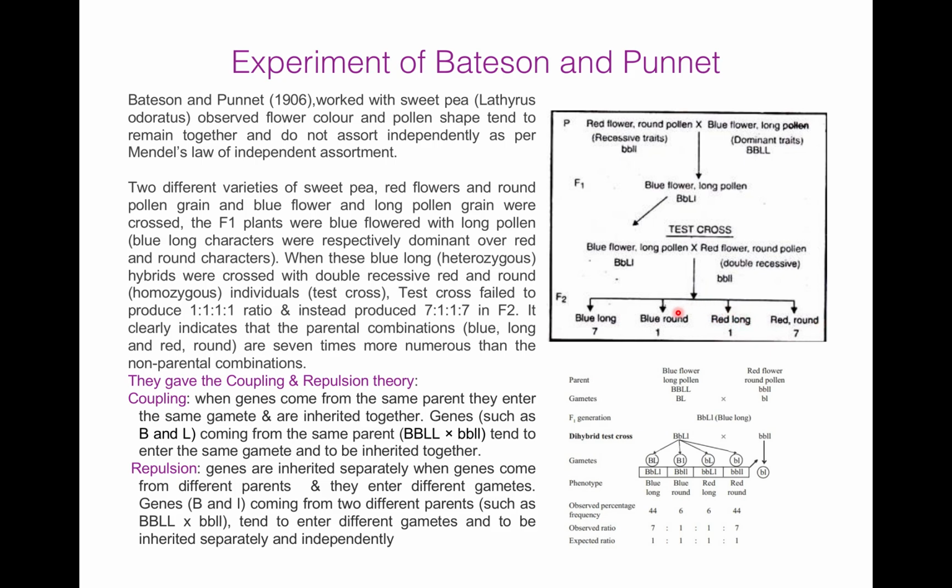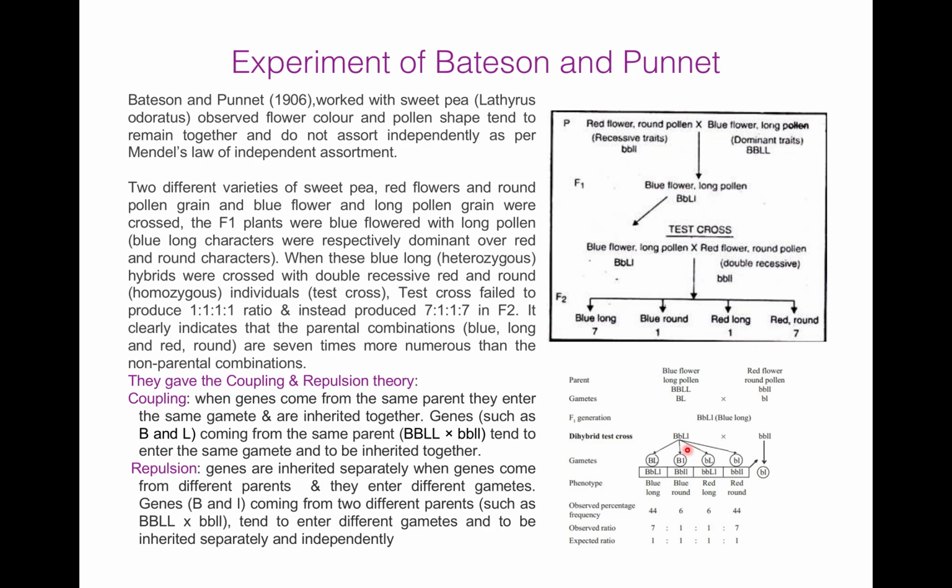Now repulsion. Genes are inherited separately when they come from different parents and enter different gametes. See, like capital B and small l, they are coming from different parents here. So blue and round, capital B and small l. Capital B, capital L and small b, small l tend to enter different gametes and to be inherited separately and independently.